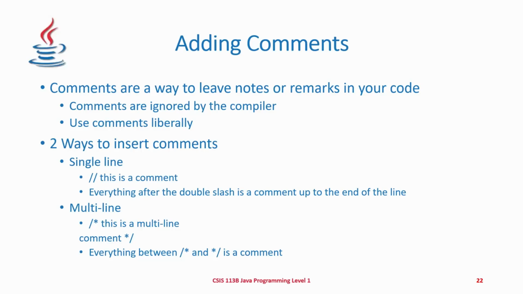If you want to have a multi-line comment, then you would begin the comment with a forward slash followed by an asterisk. Now you can type as many lines of comment as you'd like, and then you have to terminate the comment with an asterisk forward slash. So just the reverse of how we started it. Everything between those sets of characters, also known as tokens, will be considered a comment by the compiler.